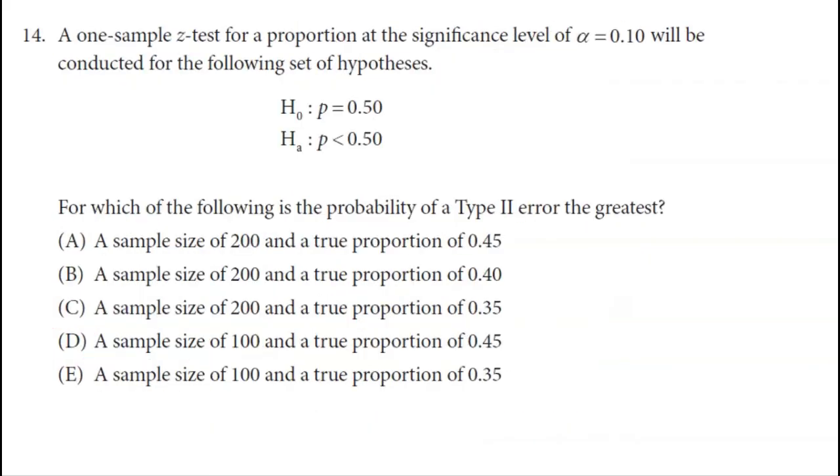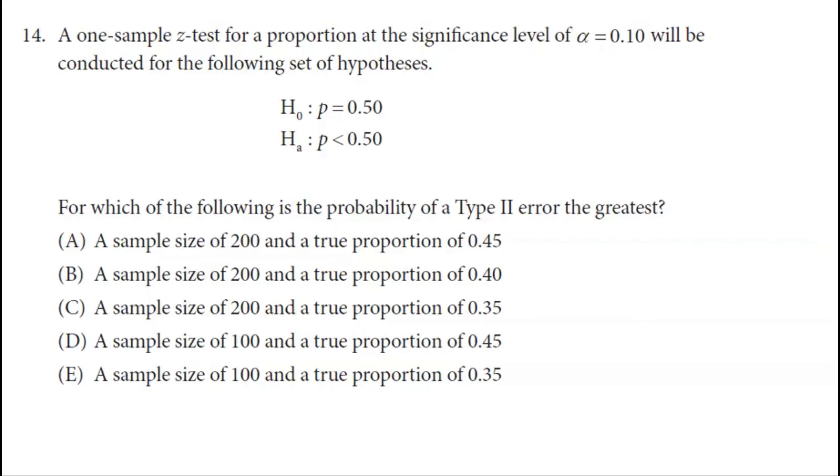A one-sample z-test for a proportion at the significance level of 0.10 will be conducted for the following set of hypotheses. The null is that the true population proportion is 0.50, and the alternative is that it's less than 0.50. Which of the following is the probability of a type 2 error the greatest?